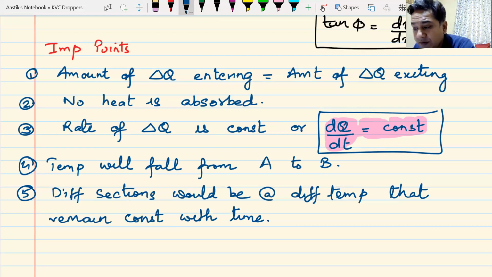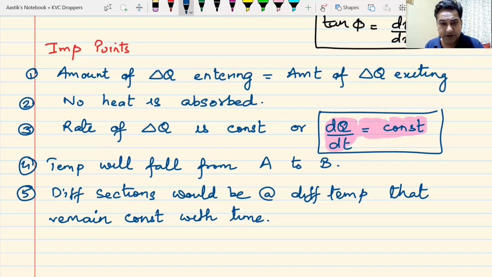Different sections would be at different temperatures, and these temperatures are different between the sections, but they will remain constant with time. Remember, the temperature of two sections cannot become the same, because if the temperature becomes the same, heat stops flowing. It will keep on flowing only when there is a temperature difference. If there is no temperature difference, heat does not flow.